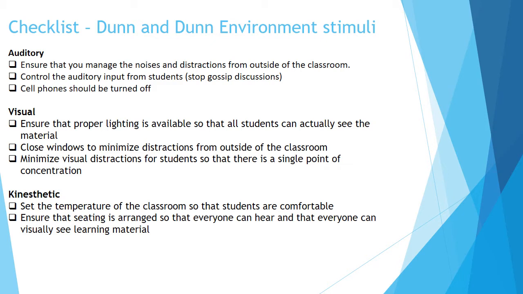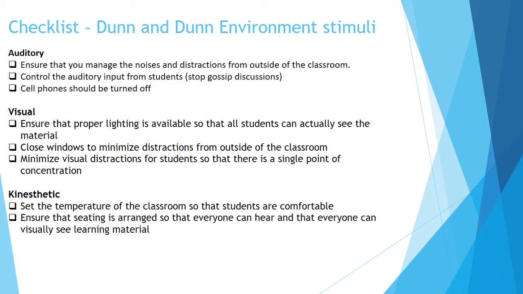Now in this day and age, all cell phones should be turned off because any noise can help break the concentration of students. For visual learners, ensure that proper lighting is available to all students so that everyone can actually see the material. Close any windows if there are so that there are no distractions from outside the classroom. Visual students can be very distracted. Minimize visual distractions for students within the classroom so there's a single point of concentration. And what the model means by that is don't have any distracting posters on the walls, and make sure that everyone knows where they should be looking when you're actually giving a lesson plan.